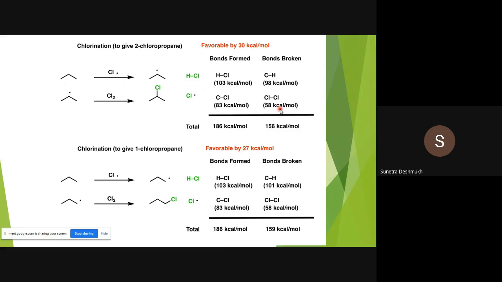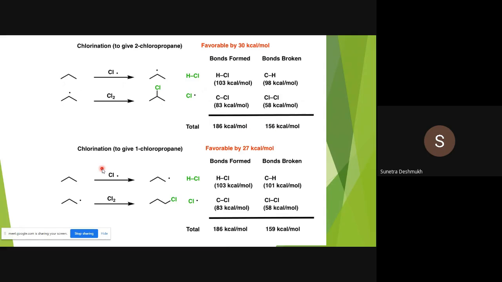So in that way, for breaking the CH bond and the Cl-Cl bond, the total energy consumed by that molecule is 156 kilocalorie per mole, and the total energy released in forming bonds is 186 kilocalorie per mole. So in the case of chlorination, the formation of bonds gives extra energy, 186 kilocalorie, and the breaking of bonds needs less energy, 156 kilocalorie per mole.